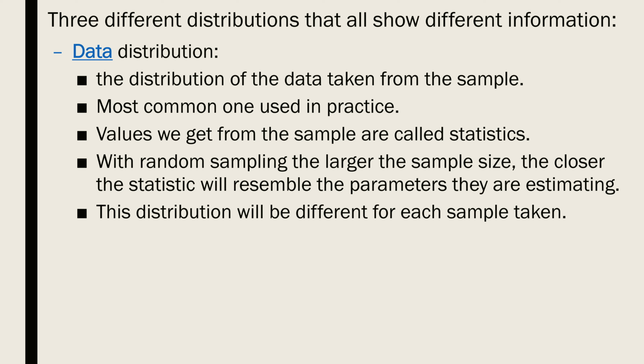The second distribution we have learned is called data distribution. It is the distribution of data taken from the sample, and it is the most common one used in practice. Values we get from this sample are called statistics. With random sampling, the larger the sample size, the closer the statistic will resemble the parameters they are estimating. This distribution will be different for each sample taken.